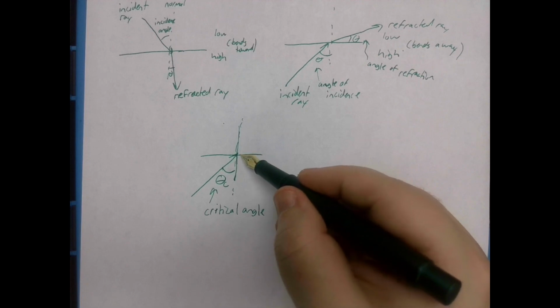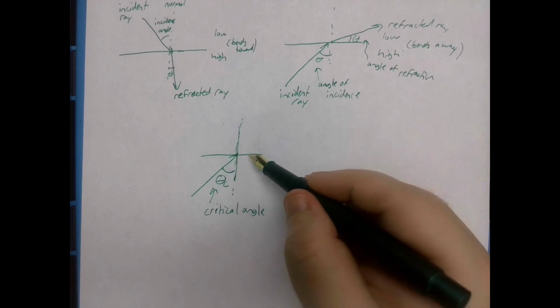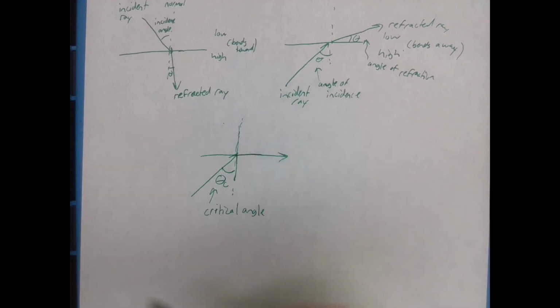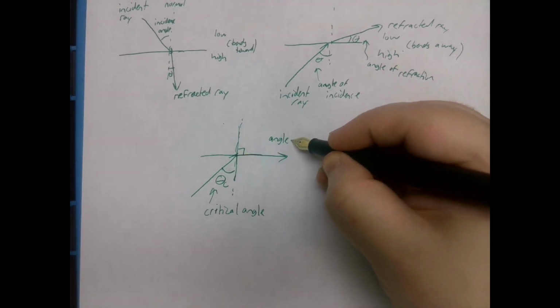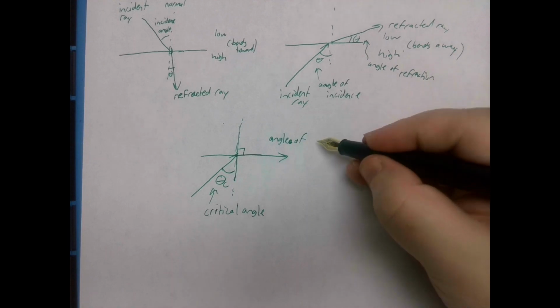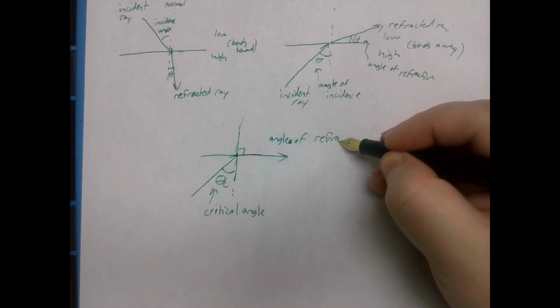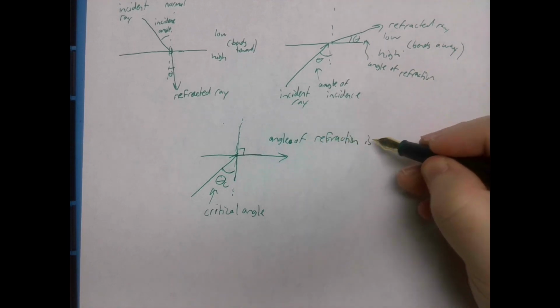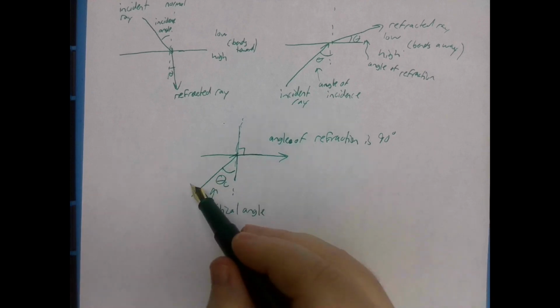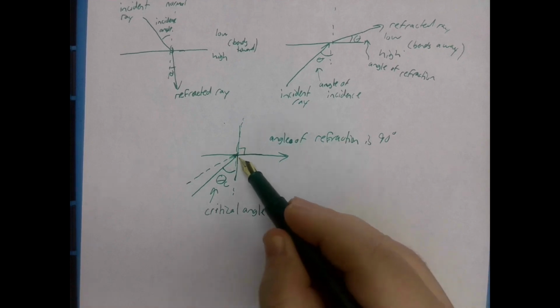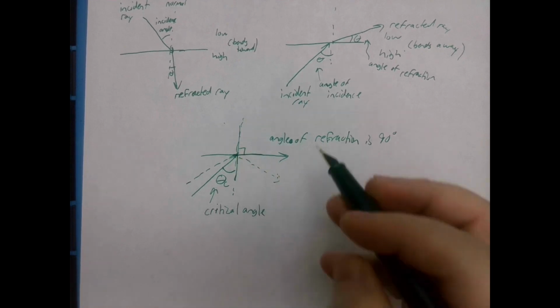But what would this angle be? So it's going to bend away. So it'll be perfectly 90 degrees. So the angle of refraction is 90 degrees. That's how you solve for it. And anything greater than this angle will be total internal refraction.